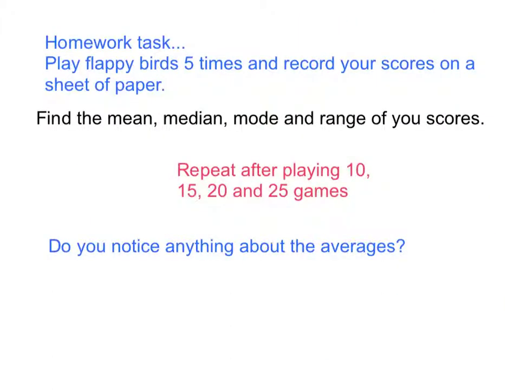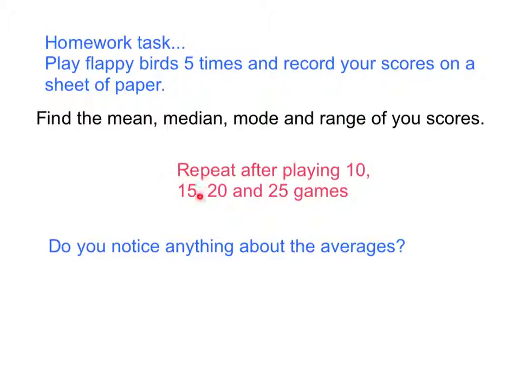Your task to show that you've understood these videos and for your holiday homework, as well as doing a bit of maths, is I would like you to play Flappy Birds 5 times and record your scores on a sheet of paper. Once you've got your 5 scores, I would like you to find the mean, the median, the mode and the range, and write these down. I then want you to play another 5 games, so you've played 10 altogether. Carry on writing down your scores and then find the new mean, median, mode and range for the 10 games.